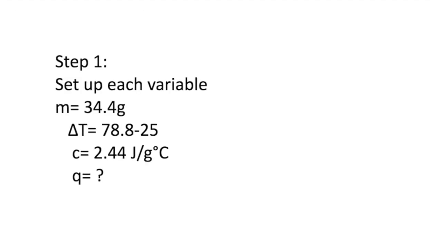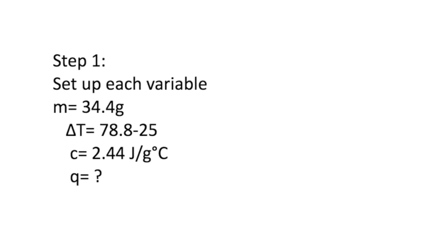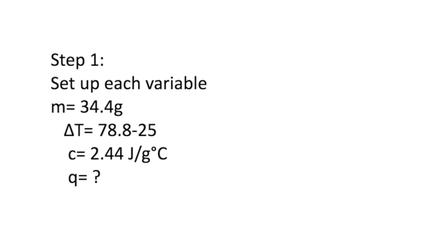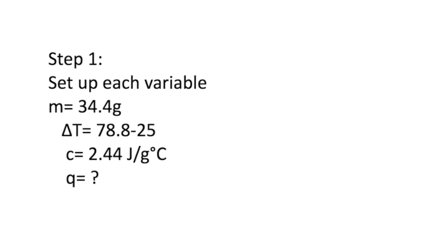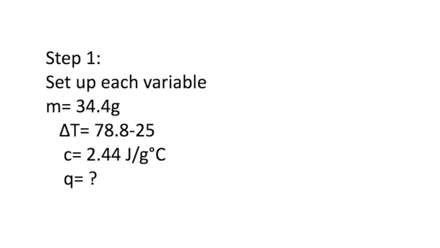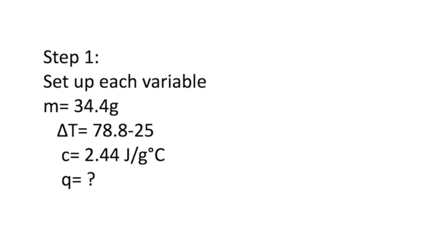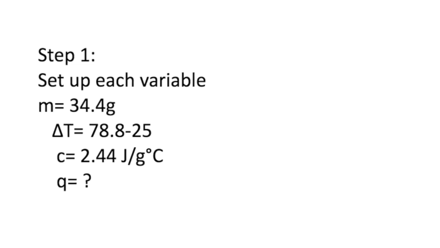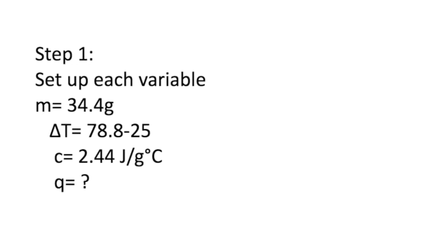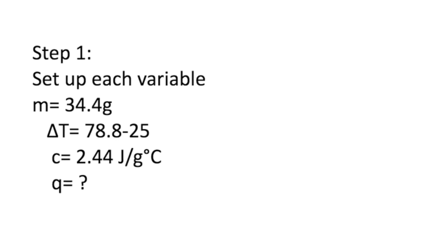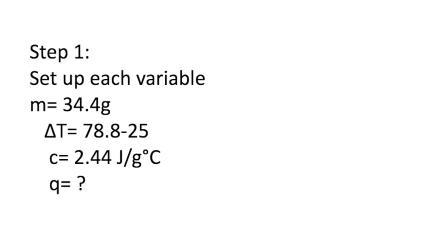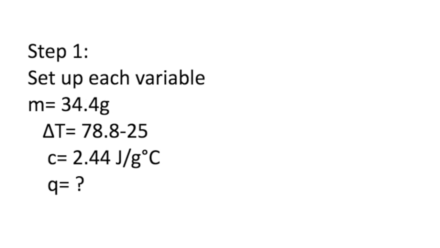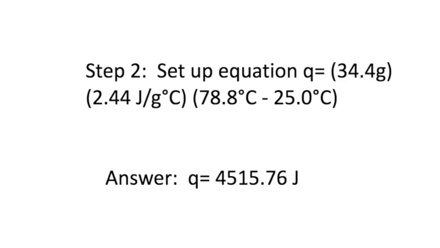Now, to solve this problem, I'll be breaking it up into 2 steps. So for step 1, we'll be setting up each variable. M, which is our mass, is 34.4 grams. Delta T is 78.8 minus the 25 because you do the final temperature minus the initial temperature. C will equal 2.44 J over g degrees Celsius, and Q is what we will be solving for, so that'll be a mystery for now.